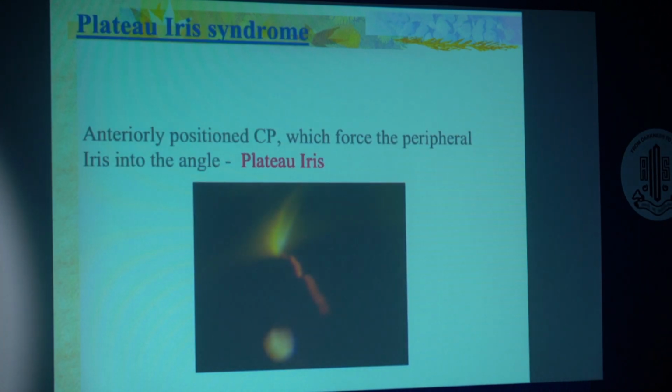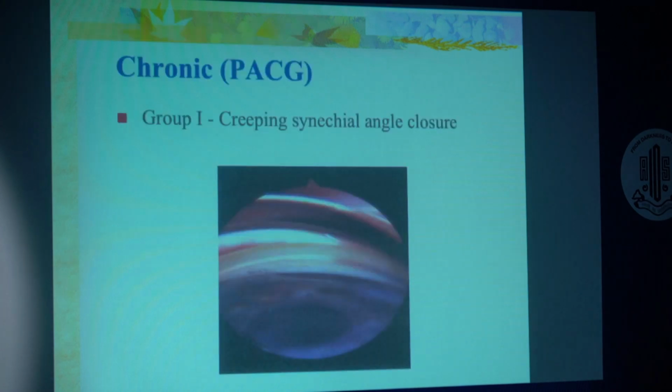So what is the plateau iris? Typically you see a double hump pattern, basically due to the anterior position of the ciliary processes, which causes the peripheral iris to crowd the angle, the plateau iris. The plateau iris, along with dilatation, causes high pressure. After PI, we say plateau iris syndrome. So this is typical creeping angle closure glaucoma.